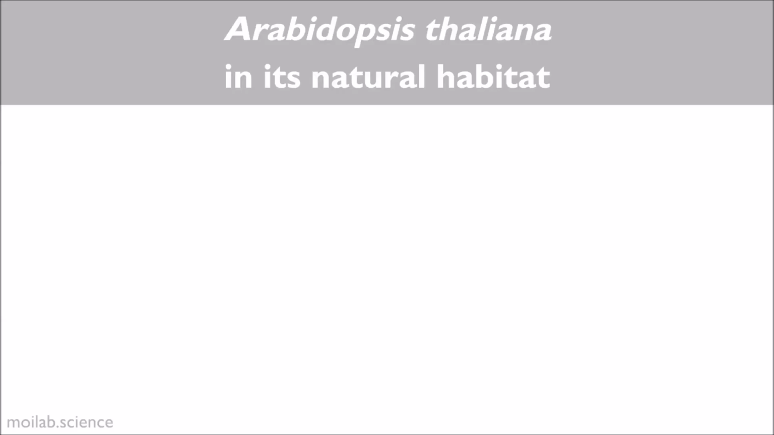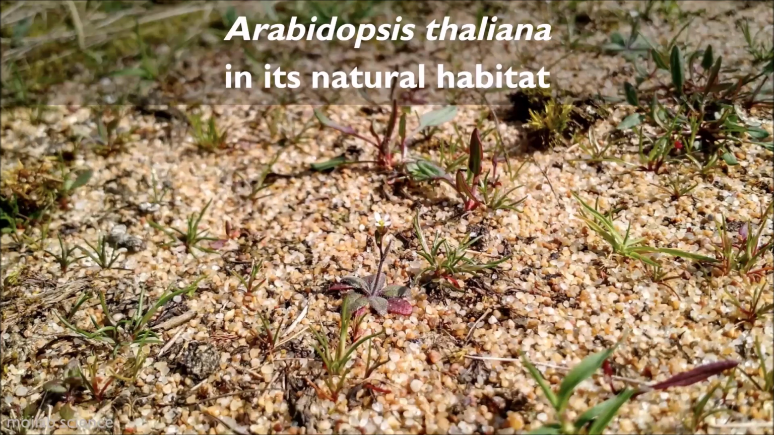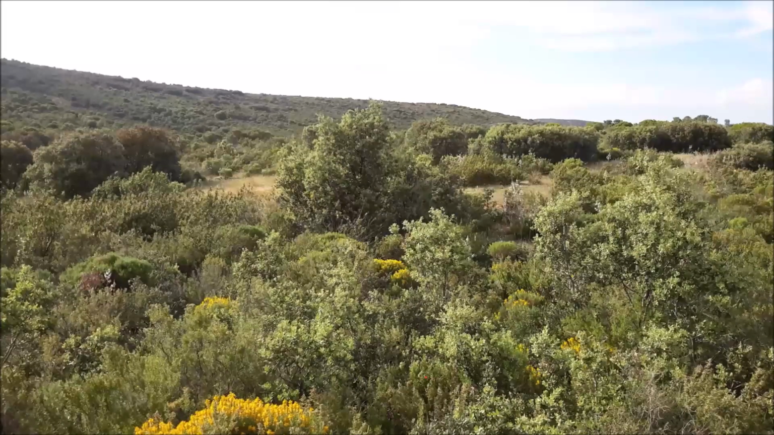So let's get started. To begin, I want to introduce our supermodel organism, Arabidopsis thaliana. You probably have heard of it or seen pretty pictures. This is a picture in its native environment among other annual plants. And this is a zoom out of a native environment.